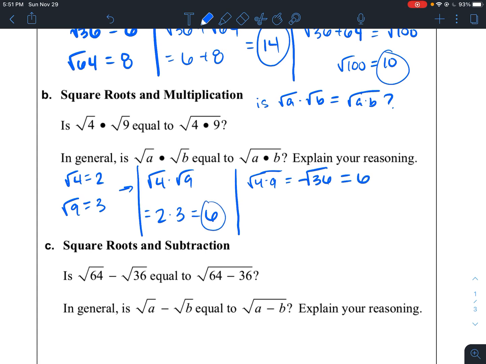So we see here that the square root of 4 times the square root of 9 is equal to 6, which is equal to the square root of 4 times 9. So we're going to assume that this generalization is correct. Yes, it does. The square root of a times the square root of b is equal to the square root of a times b.